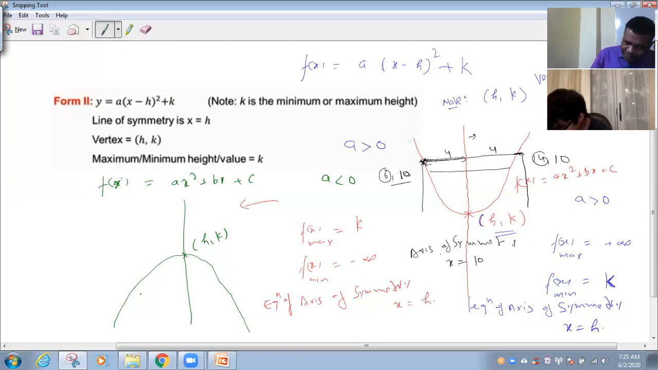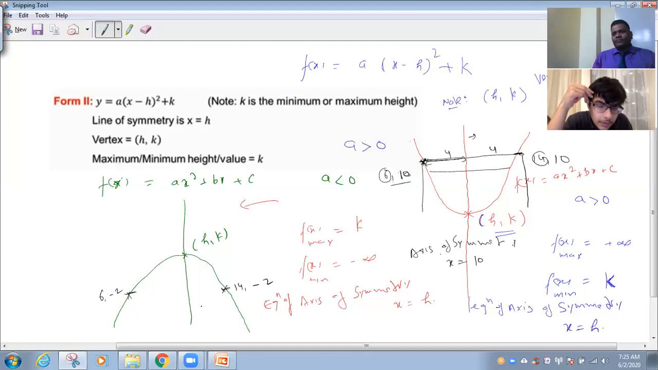Now let's take some other example here. It could be the same thing. Let us say some other number. Let me take 6 minus 2 and 14 minus 2. What will be the equation of the axis of symmetry in this case?